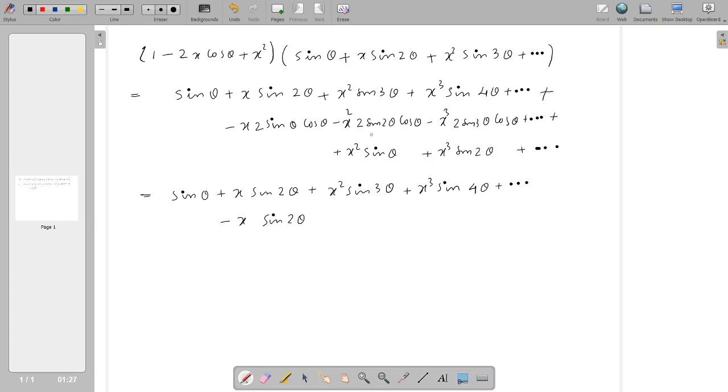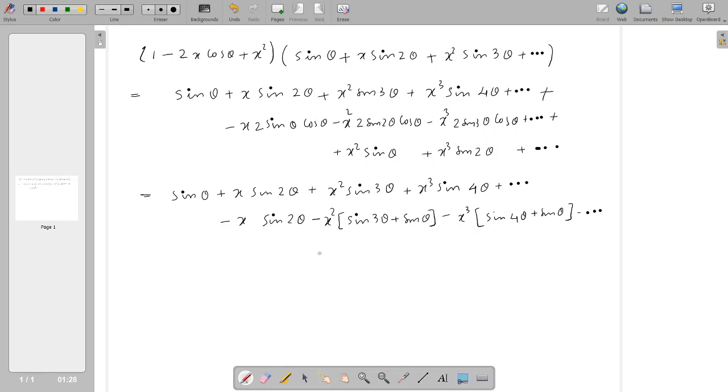And what will this term be? If we take minus x square out, this will be 2 times sine a cos b, that is sine (a plus b) plus sine (a minus b). So that will give minus x square times (sine 3 theta plus sine theta). Then the next term will be minus x cubed times (sine 4 theta plus again sine theta) minus etc. Then what is the last line?